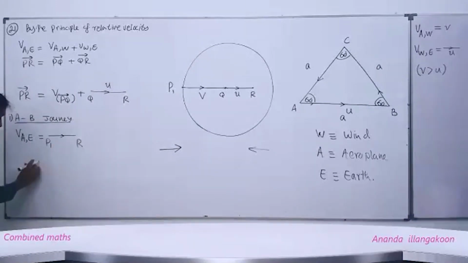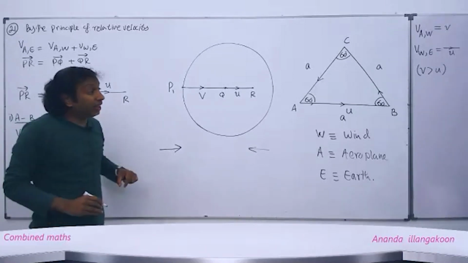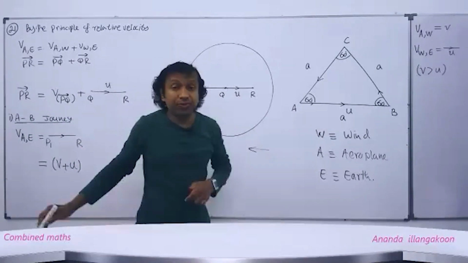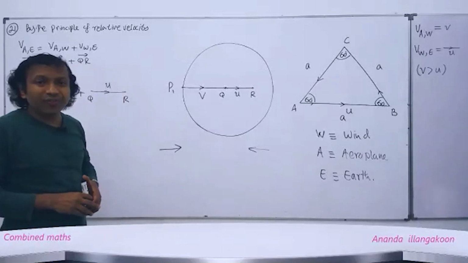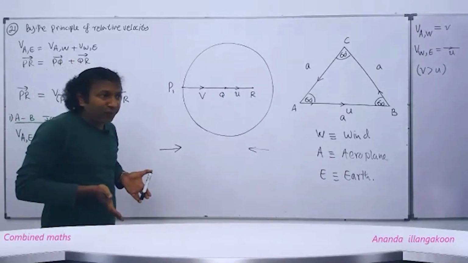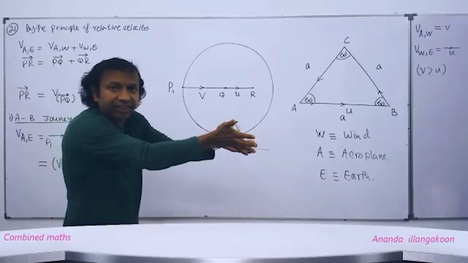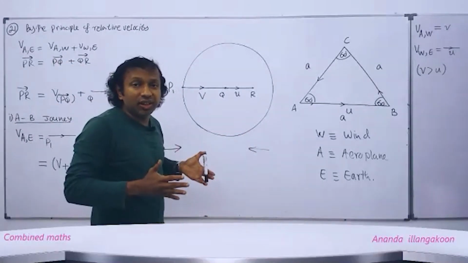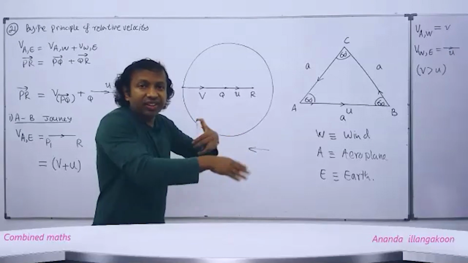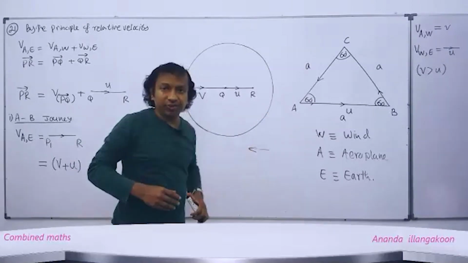Then P1R, very easily we can write, it's V plus U. Then the velocity when the aeroplane moves from A to B is V plus U. Understood? That's true, no, people, right? When we run to the right, the wind blows in the same direction and pushes us in the same direction, increasing the velocity. That is how V plus U comes here.